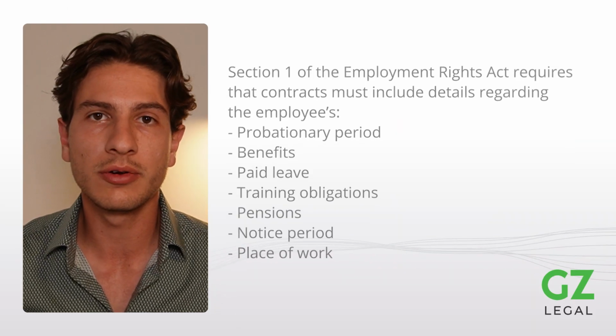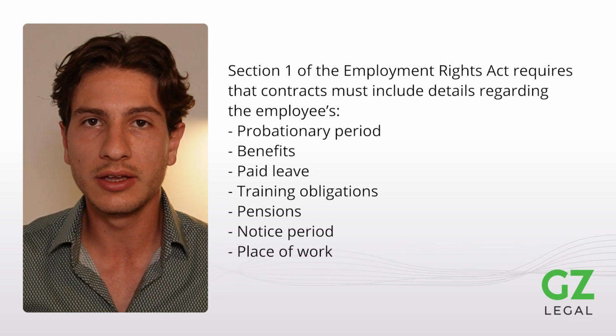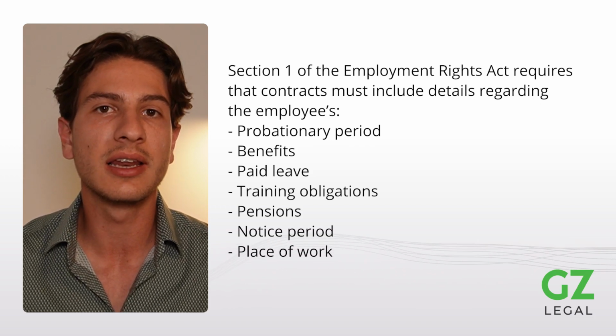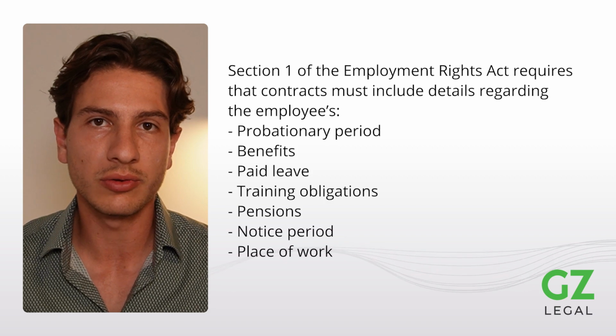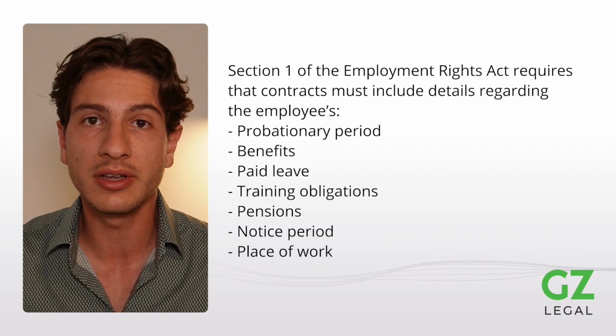Section 1 of the Employment Rights Act lists the kind of information that you must include in your employment contract to make it legally binding. It is essential that you include this kind of information to also avoid the chances of being sued.